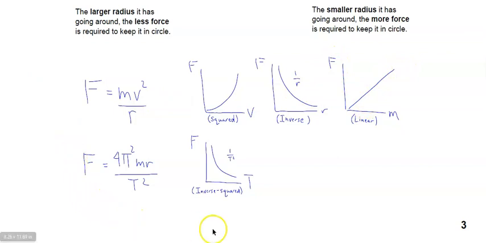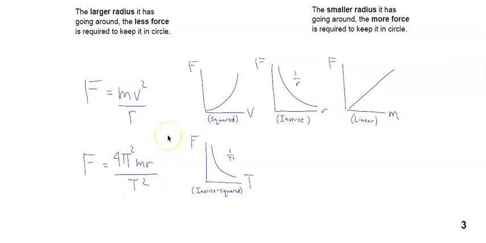Here we'll look at the other expression, F equals 4 pi squared mr over t squared, and we're really concerned here about the time it takes to go around. This is a 1 over t squared. This is an inverse squared relationship. If I double the time it takes to go around, 2 squared is 4, 1/4 of the force that is required. But if I halve the time it takes to go around, it means I go around more quickly. So that's 1 over 1/2 squared, which is 1 over 1/4. Inverse that, you get quadruple.